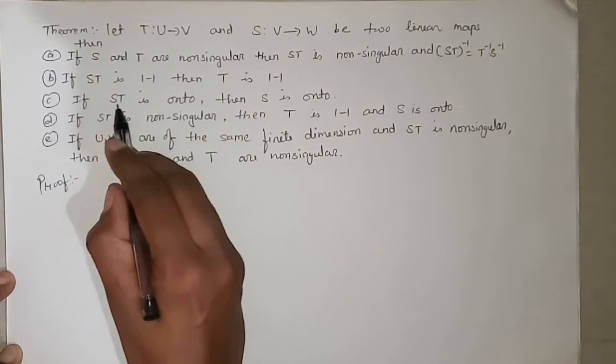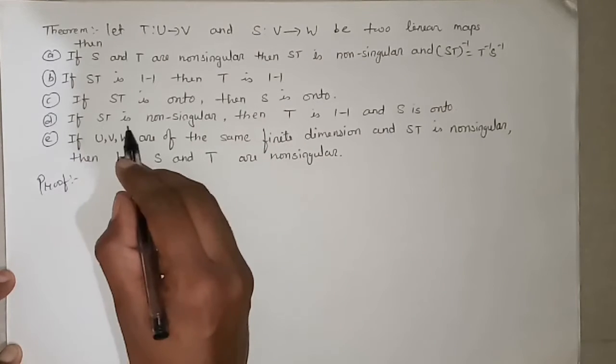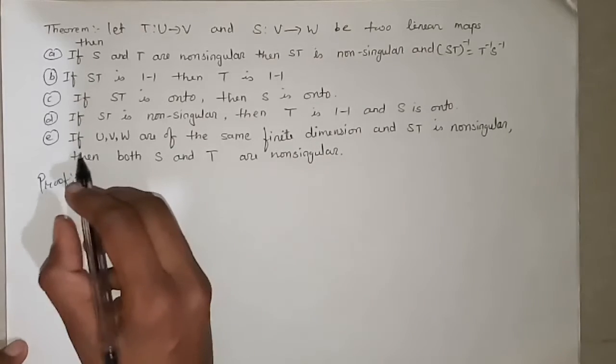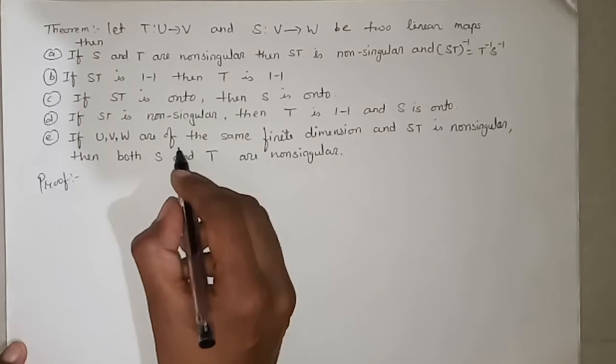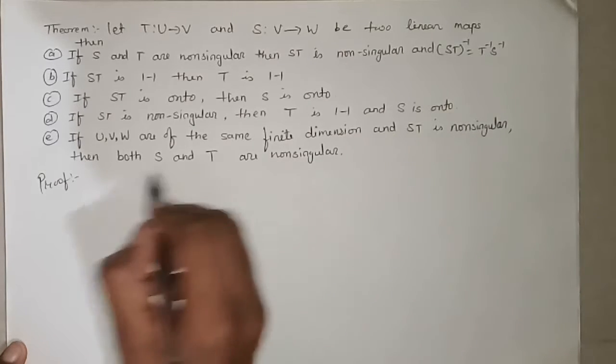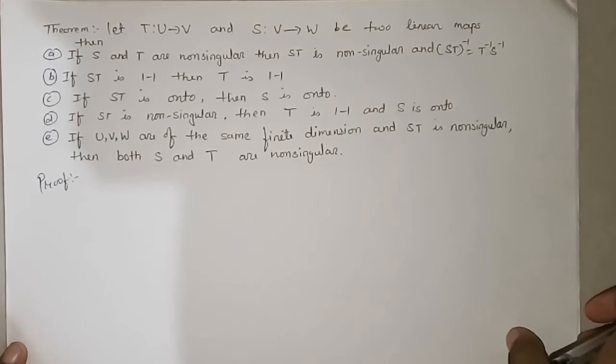Third one, if ST is onto, then S is onto. If ST is non-singular, then T is 1-1 and S is onto. If U, V and W are of the same finite dimension and ST is non-singular, then both S and T are non-singular. So we have to prove these 5 parts for this theorem. So let us start with its first part.